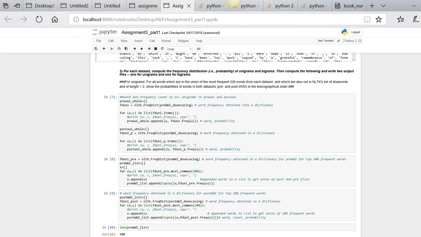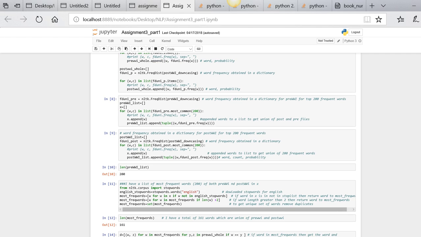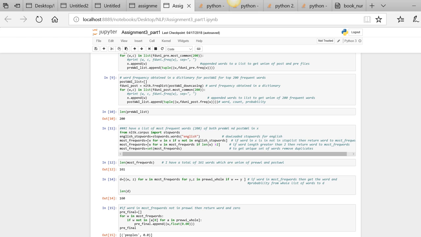In the next cell, I took the most common 200 words for pre and post and appended them into a list called X. For every word in X, all the stop words, words with length less than 2, and duplicate words are dropped, and finally it consists of 161 words.